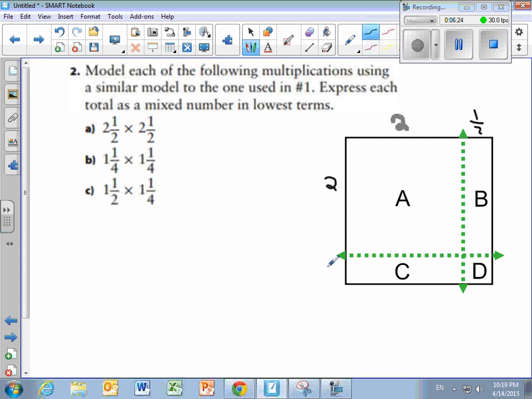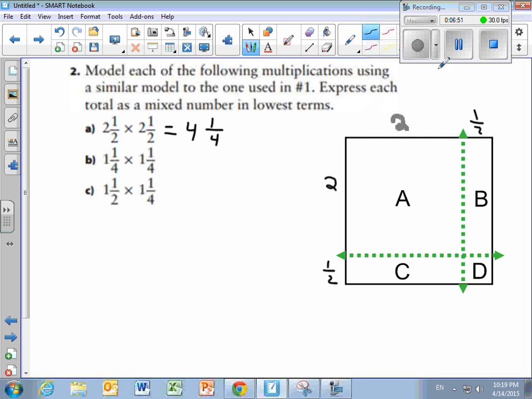So I'm going to do 2A, but I'd like you to press pause, try it yourself, and then come back and see if you got the correct answer. Just press play when you come back. Just a reminder, you do not multiply 2 times 2 to get 4, and 1/2 times 1/2 to get 1/4. The answer will not be 4 and 1/4.